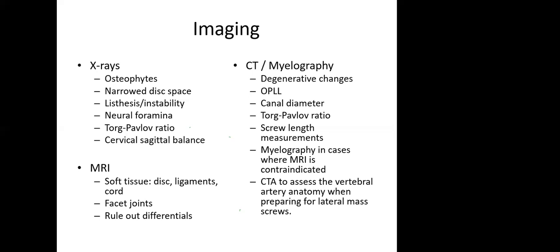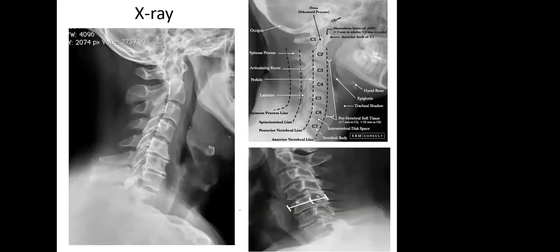So most of the information we can get from an X-ray, we can as well get from a CT scan. Another important use of CT is that it is used to take measurements, especially when a fusion technique that will require the use of screws is to be done. CTA is important, especially when doing a laminectomy with lateral mass screws. It helps us to study the vertebral artery anatomy. Myelography is usually indicated when MRI is contraindicated, like in those with ferromagnetic implants.